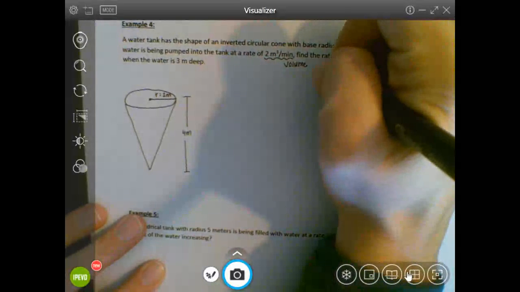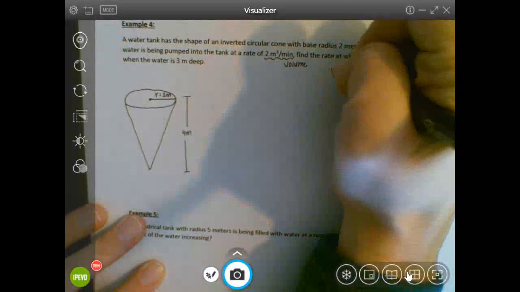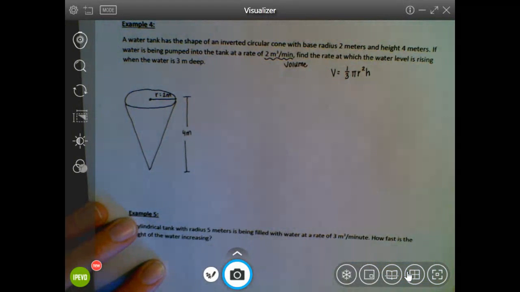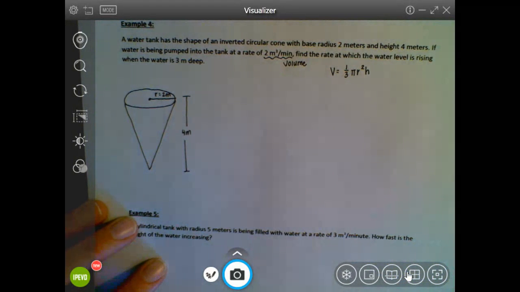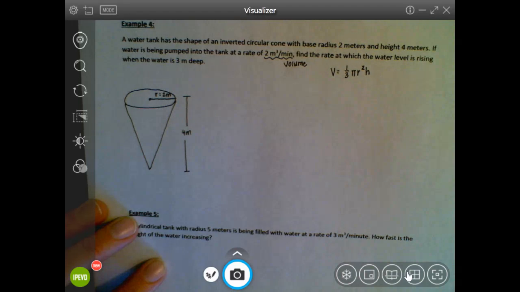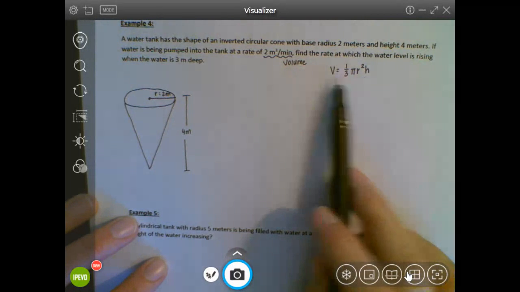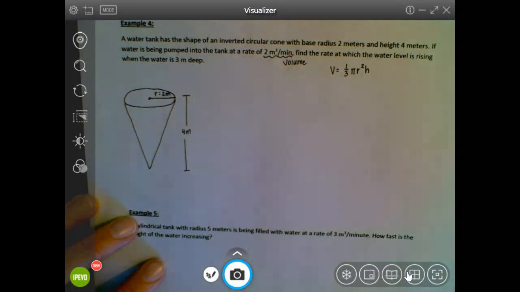So I'm going to write myself the volume formula of a cone, which is 1/3 pi r squared h. And I know that eventually I'm going to want to take the derivative of this. If you notice, you've got a bunch of things being multiplied together, so we would need to use the product rule.